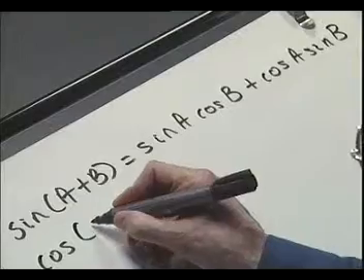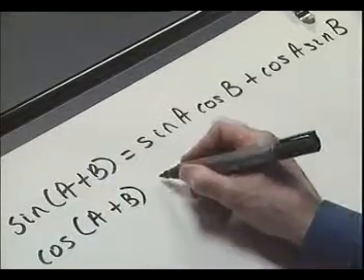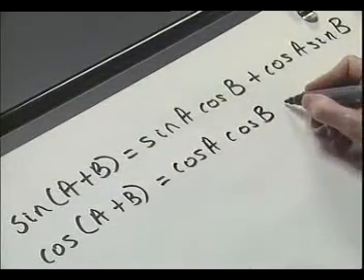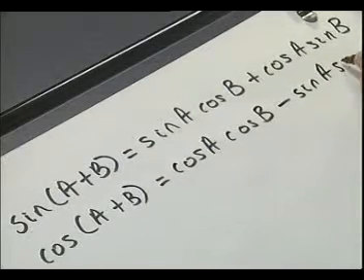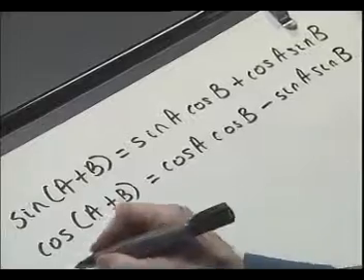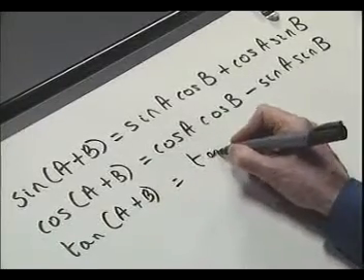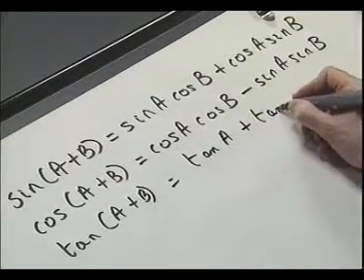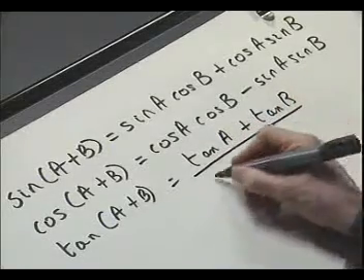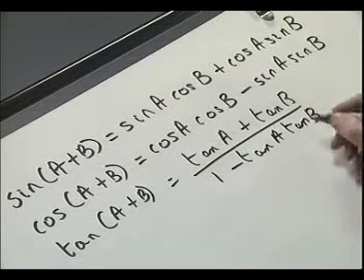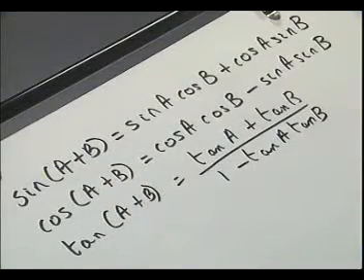Next, we want the cos of A plus B, which will be cos A cos B minus sine A sine B. And finally the tan one, tan of A plus B, which will be tan A plus tan B over 1 minus tan A tan B. So those are three of our addition formulae, and each one is to do with A plus B.